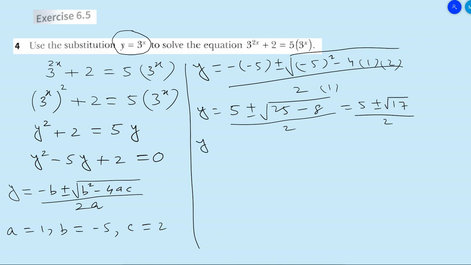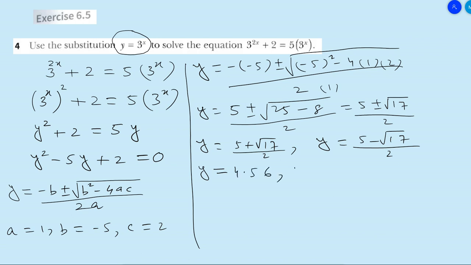Now y equals 5 plus root 17 upon 2, and the other value is 5 minus root 17 upon 2. Now we will use the calculator and find the value directly. The answer is 4.56 for 5 plus root 17 upon 2. And y equals 5 minus root 17 upon 2, the answer is 0.438. But student, this is not our final answer.